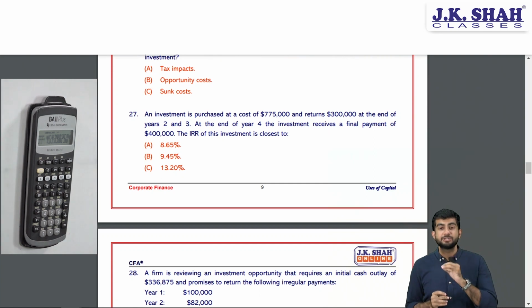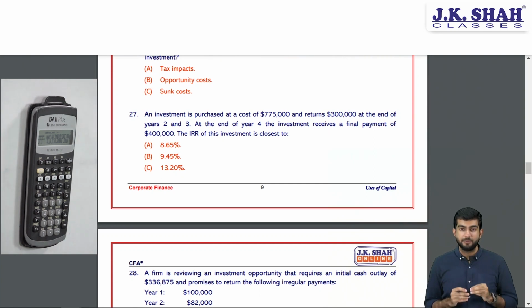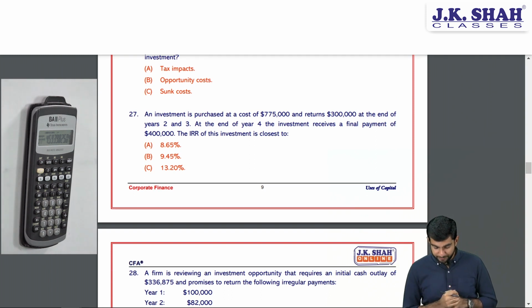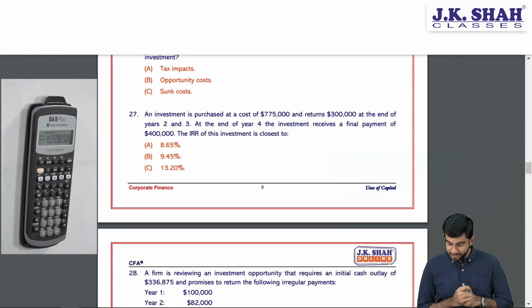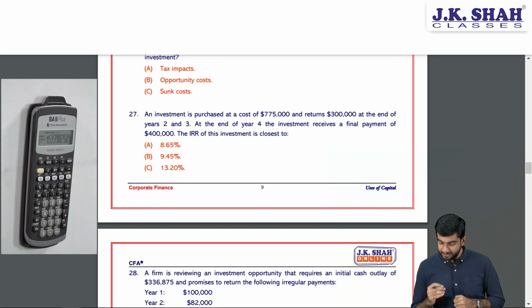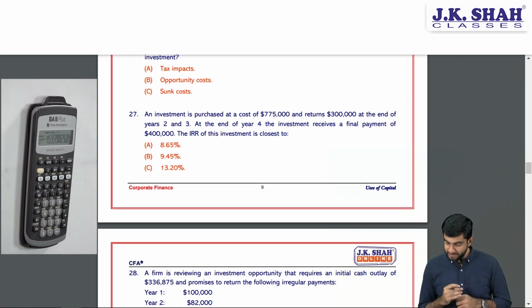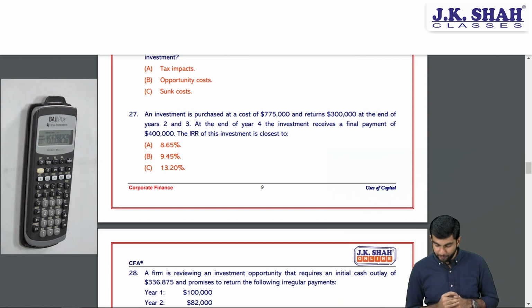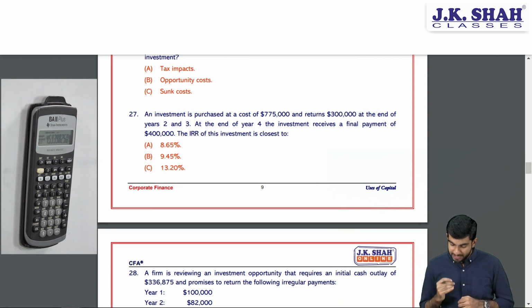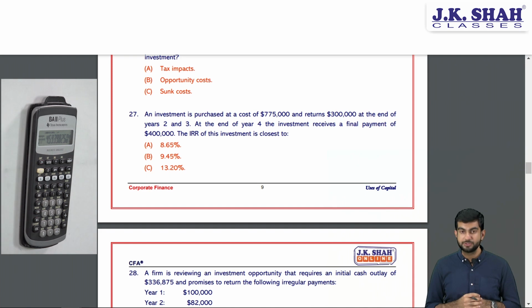You will get questions to solve the IRR of the project. Now let us solve the 27th question. An investment is purchased at a cost of $7,75,000 and returns $3 lakh at the end of years 2 and 3. At the end of year 4, the investment receives a final payment of $4 lakh. The IRR of this investment is closest to.